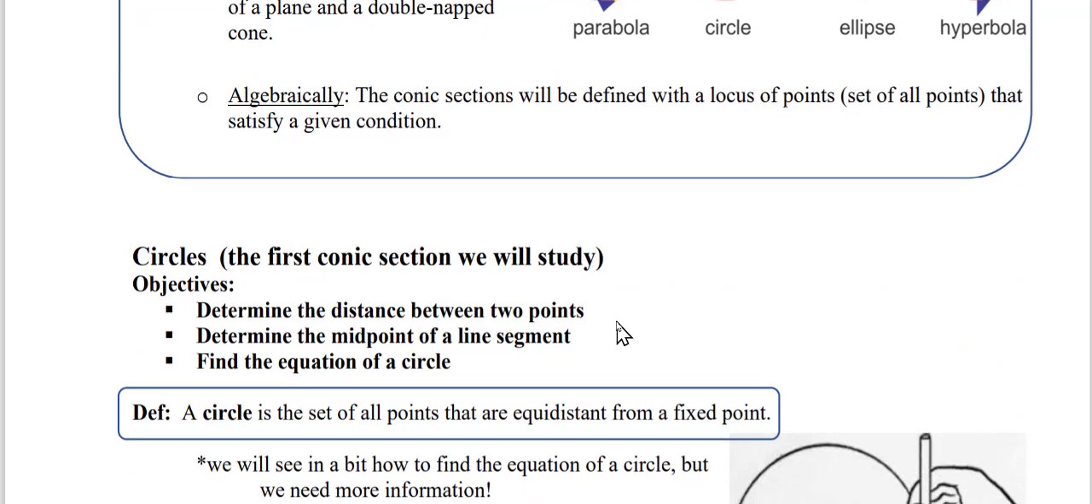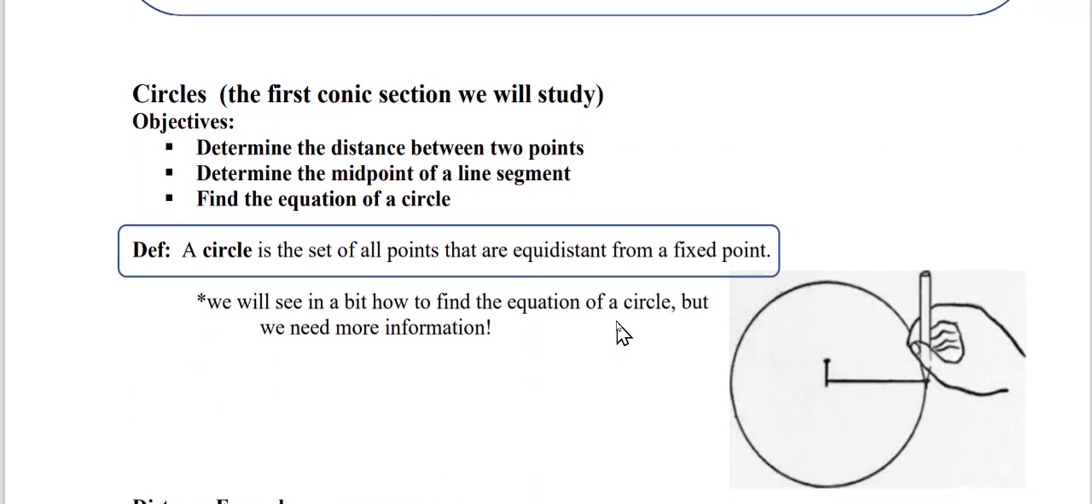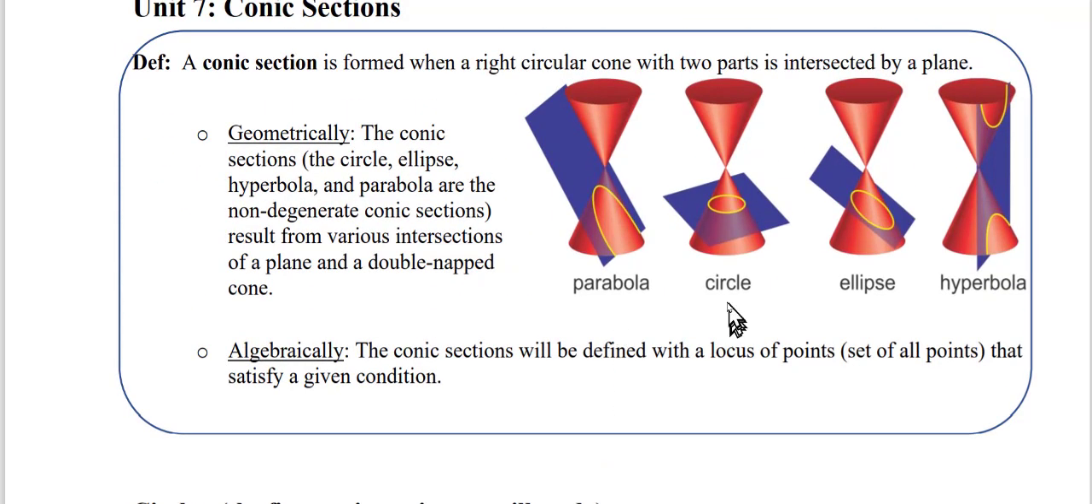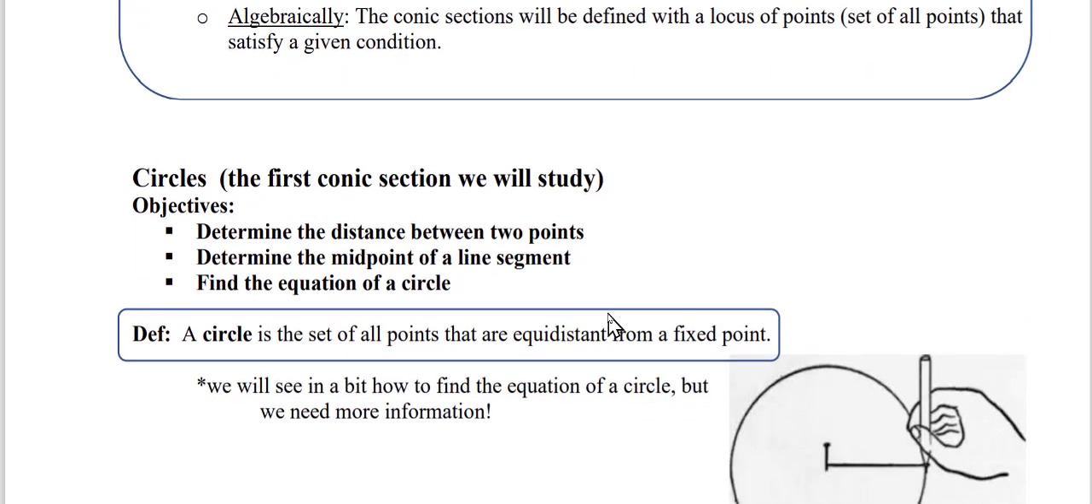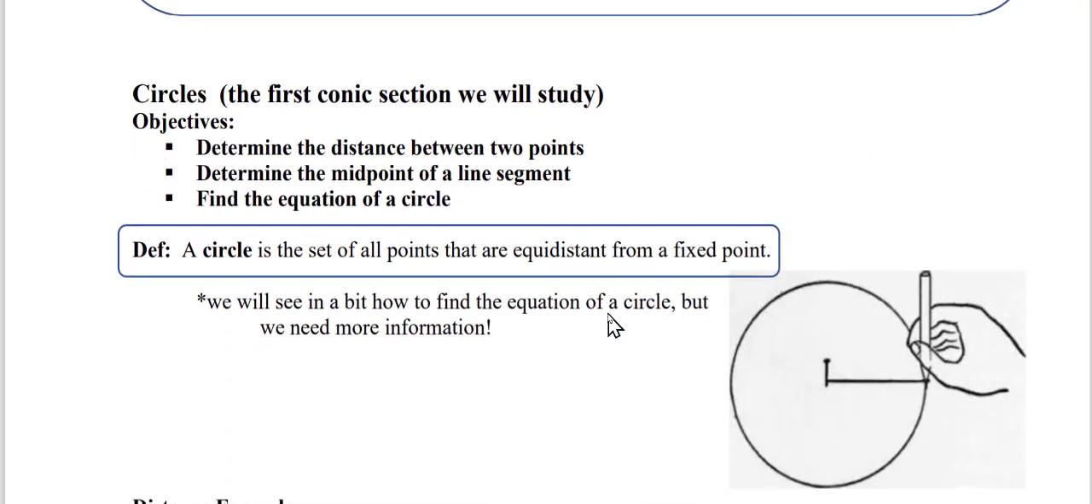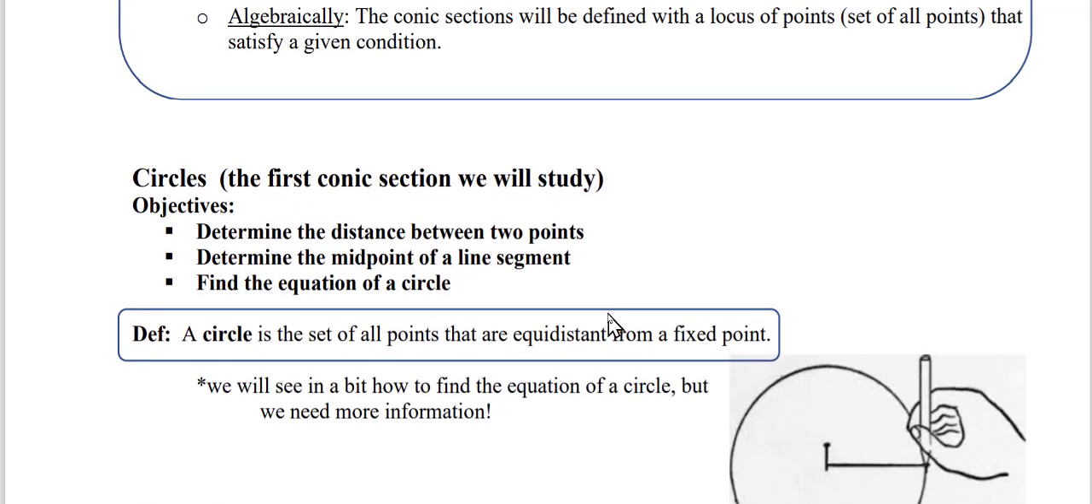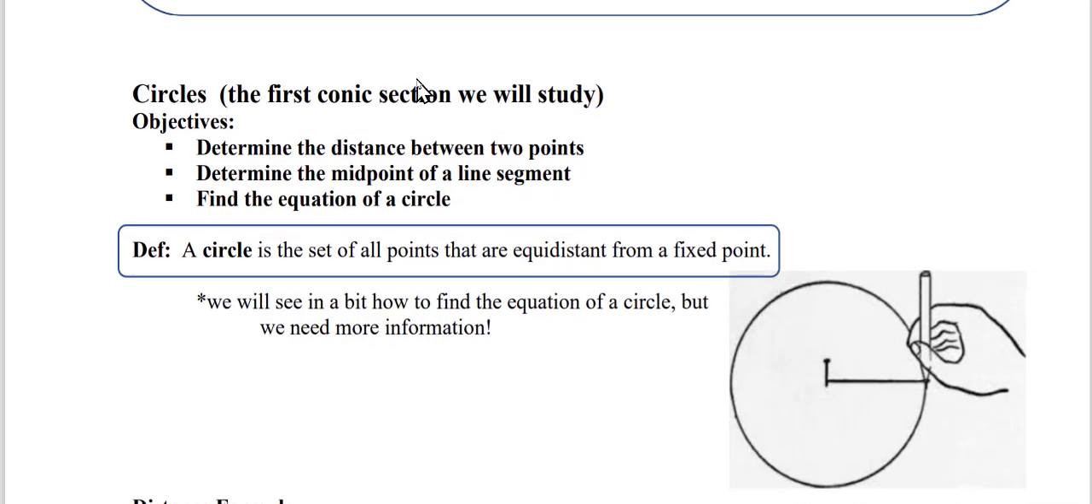Let's talk first about circles. I know we're kind of going out of order here. We're going to do the circle, the ellipse, the hyperbola, and then the parabola. So first circles, that will be the first conic section we study. Remember we set up here that algebraically conic sections are defined to be a locus of points that satisfy a given condition. So that's how we're going to study each of these.